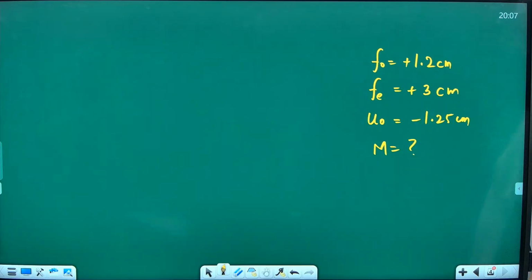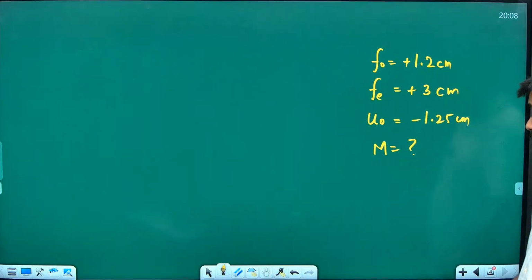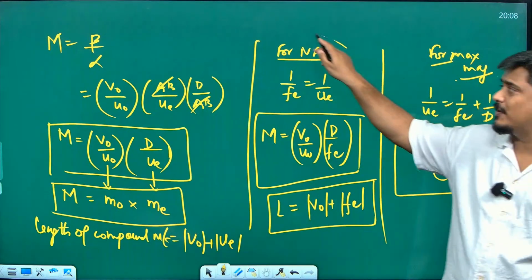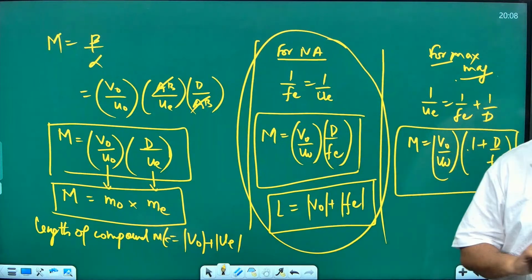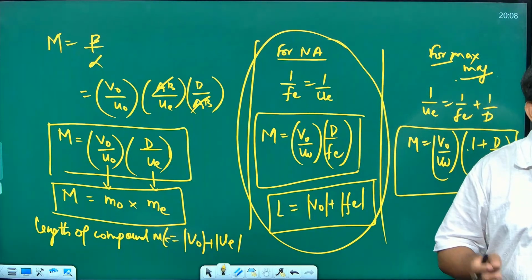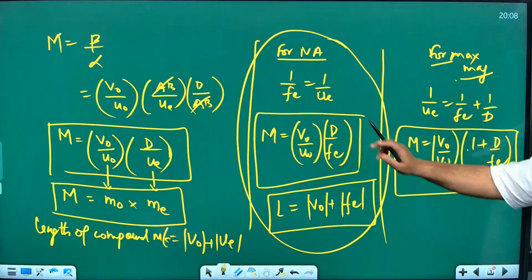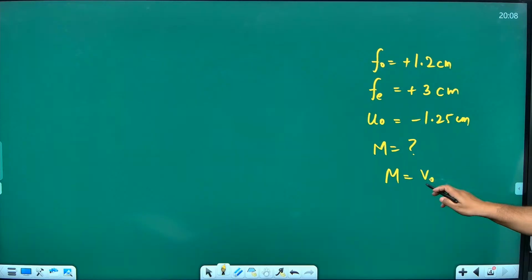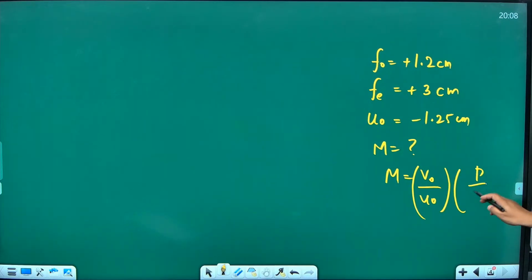Yeah, they gave a hint to you. See, they will not directly give it as normal adjustment or maximum magnification. They will give a hint like this only. They are saying that final image is forming at infinite. If final image is forming at infinite, what is the condition? Normal adjustment. They did not use the word normal adjustment. They will indirectly give you. It means the formula of magnification is VO by UO into D by FE. Formula is VO by UO into D by FE.